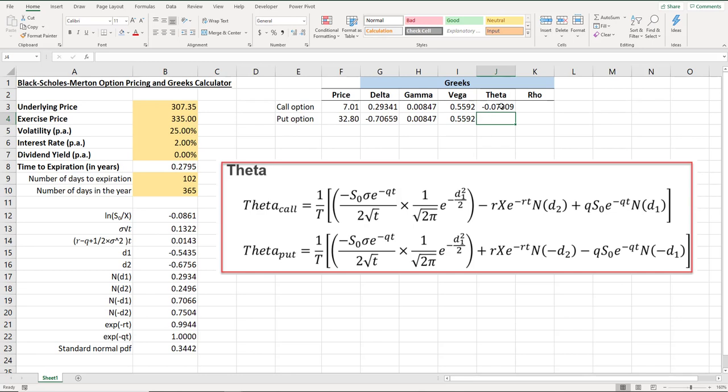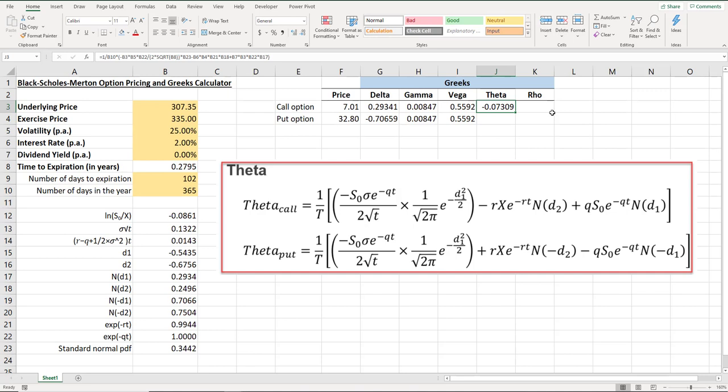So what this means here is that for every passing day, as a day passes by, the call option price will decay or decline by 7 cents. So usually theta is referred to as the time decay. And we will see that for both options, the theta is always negative.